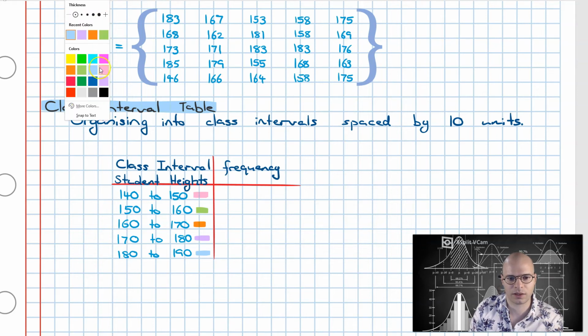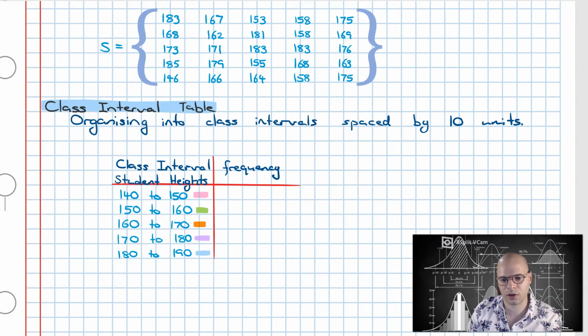Now, next thing I'm going to do is, in my peach color, I'm going to highlight all of the data points between 140 up to 150. I'm not going to include 150 if I see it in here. Rather, that's going to go in the green column. So if it's 140 all the way up to 150, it's going to go in the frequency here. So, looking for this, nothing in the first row, nothing in the second, or the third, or the fourth, but I do have one data point here. So my frequency for this one is going to be 1.